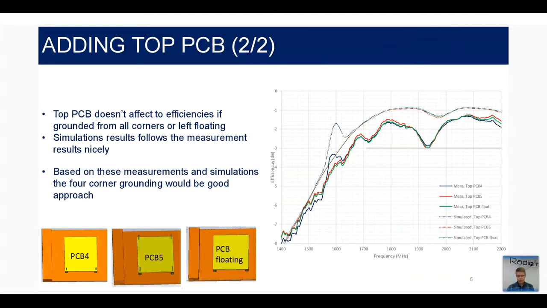So based on these measurements and also simulations, we can see that the 4-corner grounding is actually the best case, because then the results are more stable there. The floating would be also okay, but I guess in most cases, that is something that cannot be done, because usually you need some kind of traces going from one PCB to the other one.